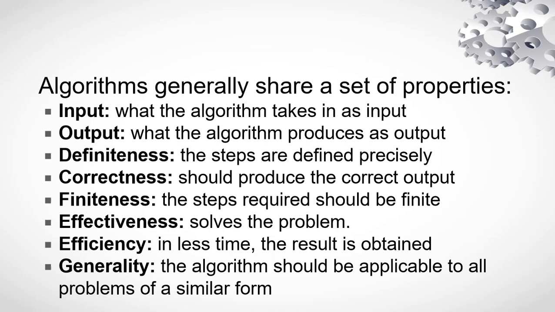Okay, here are the characteristics of algorithm. Number one, input. These are the things that your algorithm takes in. Your algorithm should have an input. Next, we have output, what the algorithm produces as output or result. After the process, we are expecting an output. Definiteness, the steps are defined precisely because algorithms are meant to be followed, to be executed. So it should be defined precisely.